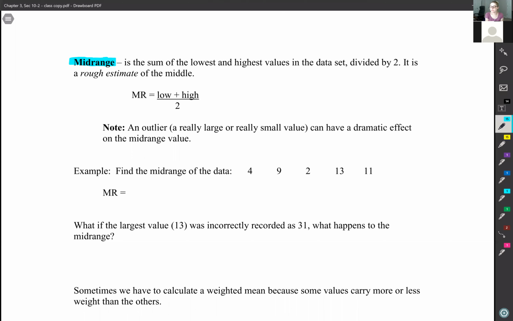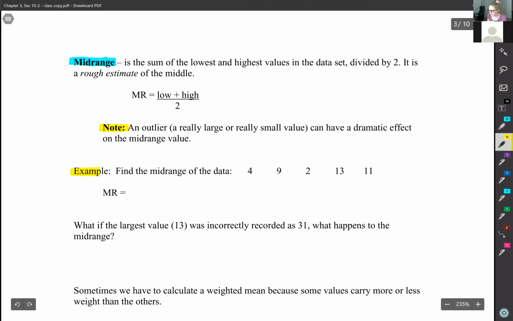So to calculate it, you just add the lowest value and the highest value and then divide by 2. And it's just a rough estimate of where the middle is. But there is a little note here that an outlier, really large or really small, can have a dramatic effect on the mid-range value. And we're going to do an example here, and you'll see what I mean by an outlier having a big effect on the mid-range.